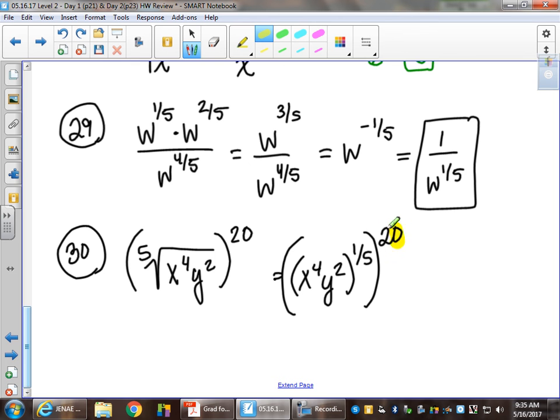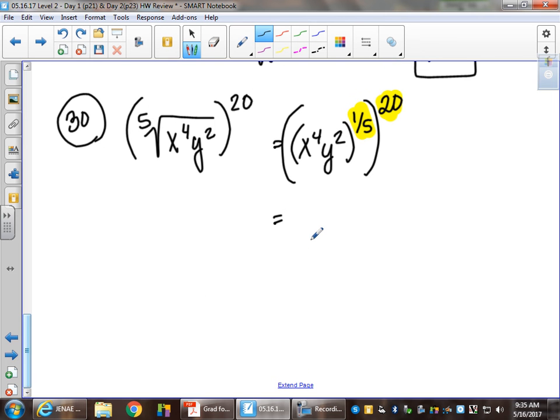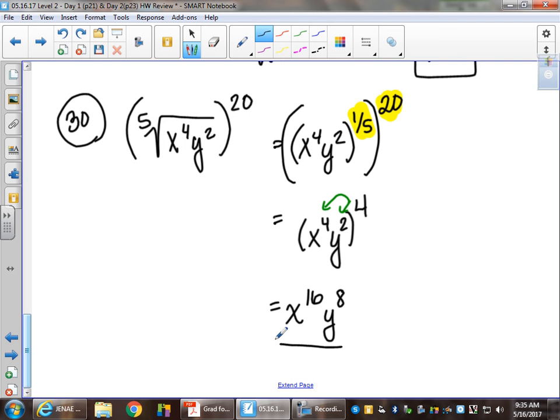So now what do we do with the powers? Power of a power, we multiply. What is 20 times 1/5? Try again. 20 divided by 5, which is 4. And to wrap this up, what do I do with that power? Send it in. So this becomes x to the 16th, y to the 8th. Those have different bases. That's as far as I can go.